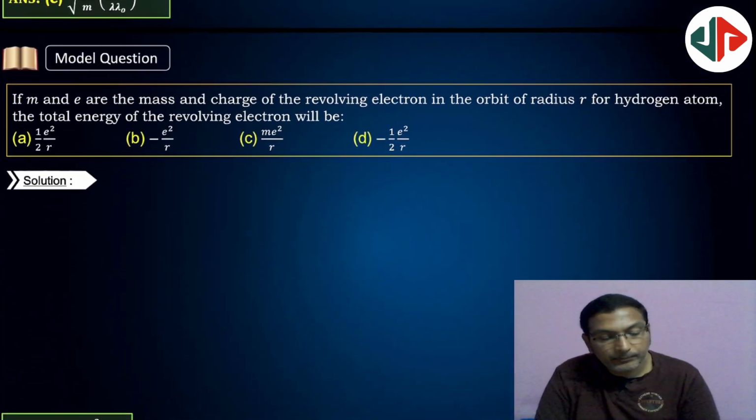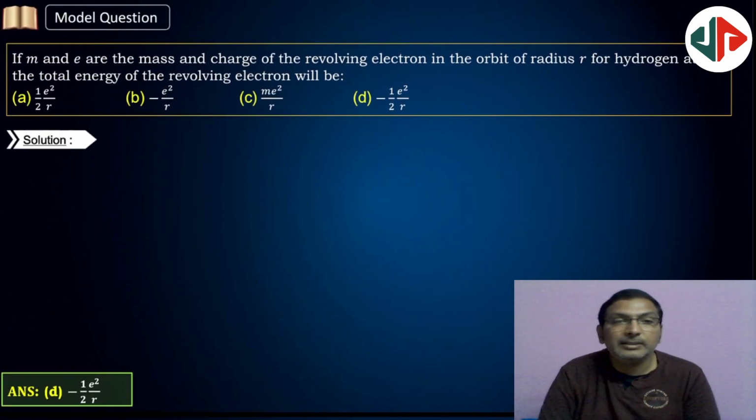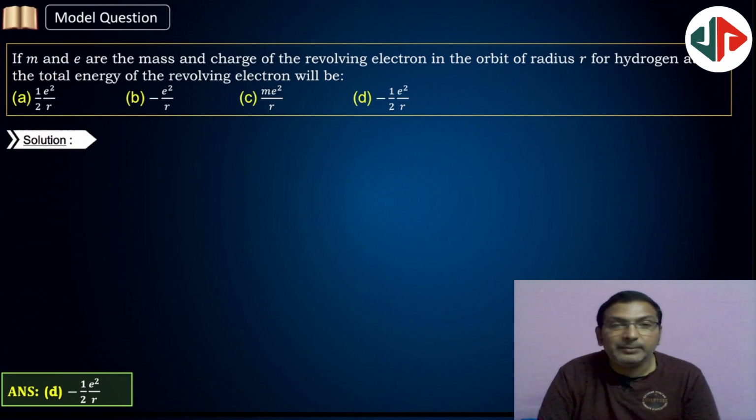Next one. This one also simple question. M and E are mass and charge of revolving electron in the orbit of radius r for hydrogen atom. The total energy of revolving electron will be.